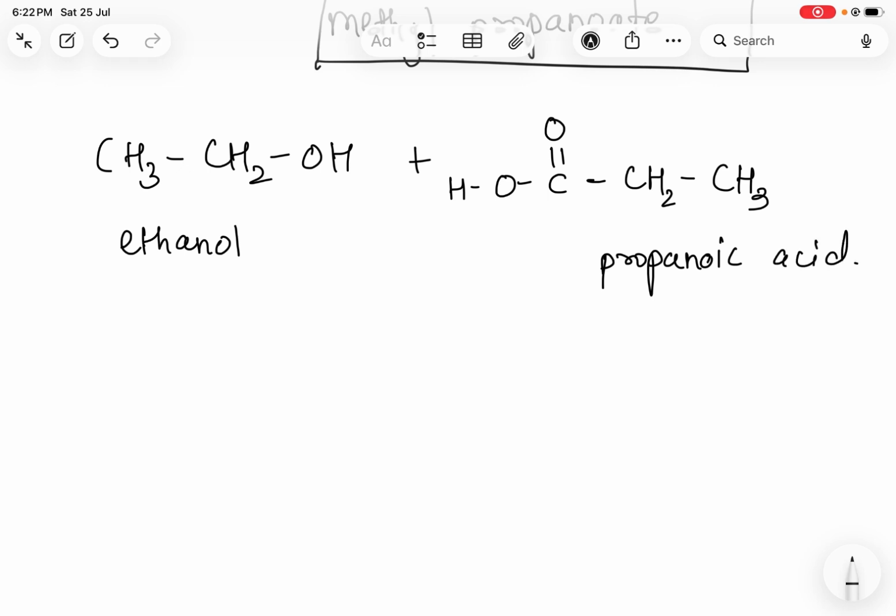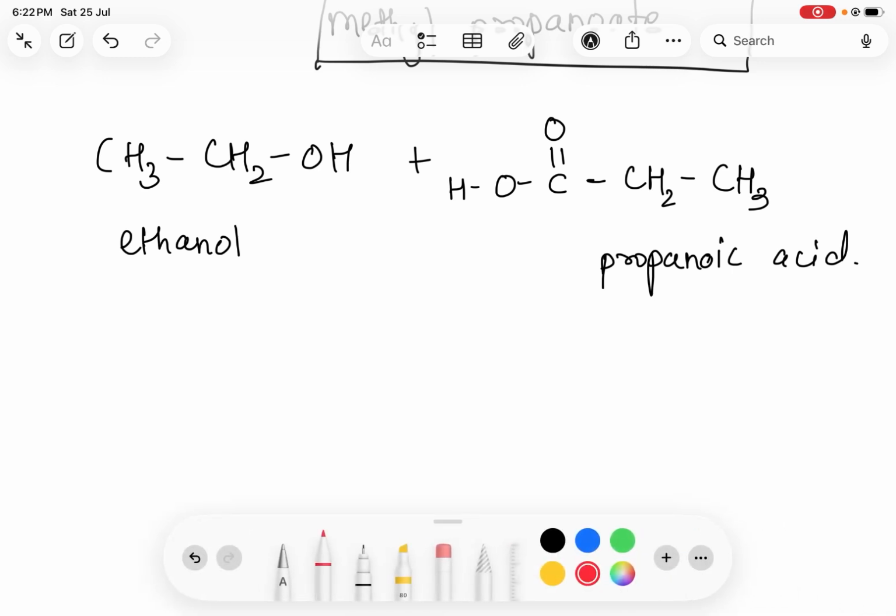If you have understood how to draw the structures, how to combine both alcohol and propanoic acid structures, you can draw it normally also. No need to draw the way I have drawn the carboxylic acid, that is in a backward way. So we have to remove OH from carboxylic acid and H from alcohol.